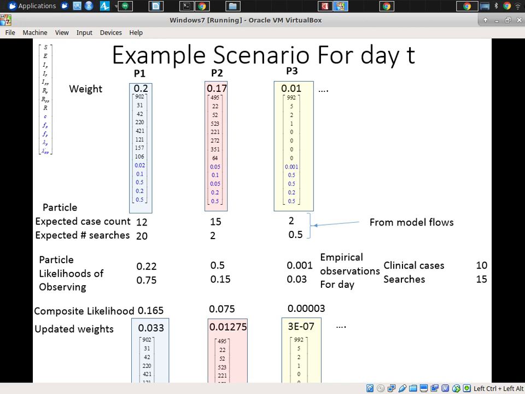The same thing occurs for each particle, right? And then we might have a resampling step. By the way, we have to normalize these weights, so they sum to 1. That's it. So that's the analogy to the Bayesian analysis, right? Updating weights with the given data.